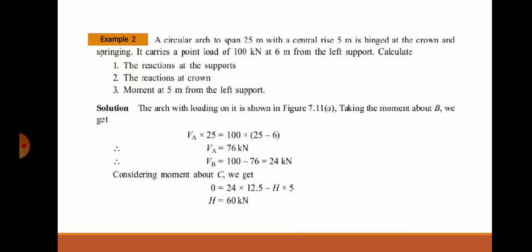This is the problem. A circular arch of span 25 meter with a central rise of 5 meter is hinged at the crown and springing. So, again here it is a 3 hinged arch. It carries a point load of 100 kilonewton at 6 meter from the left support. Calculate the reactions at the support, reaction at the crown point, and moment at 5 meter from the left support.